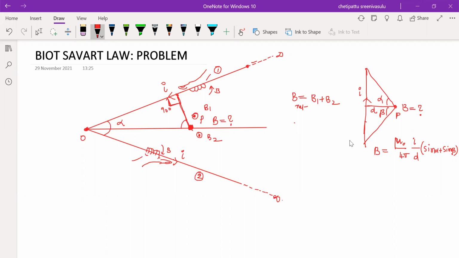This is the perpendicular distance, and draw the perpendicular distance for this one also. This is the perpendicular distance, and it makes a 90-degree angle.